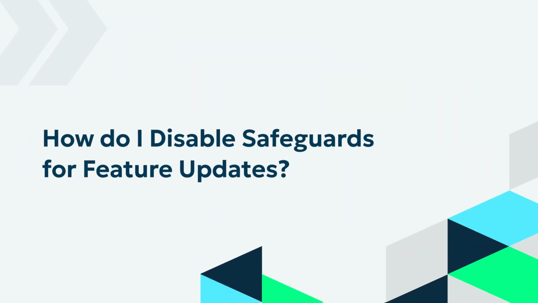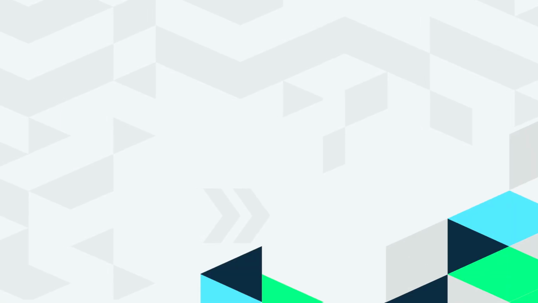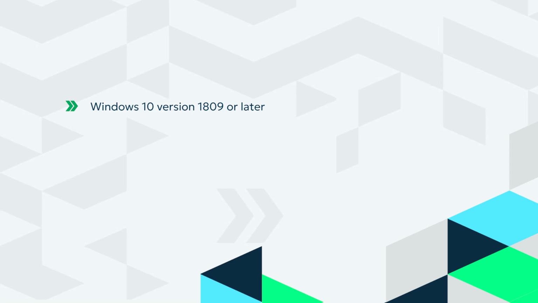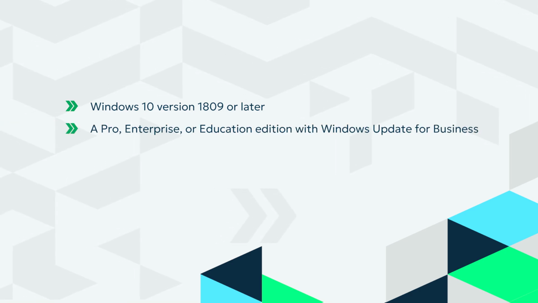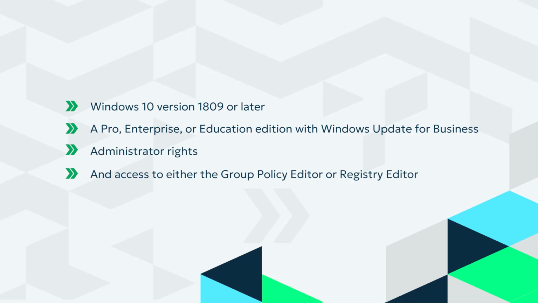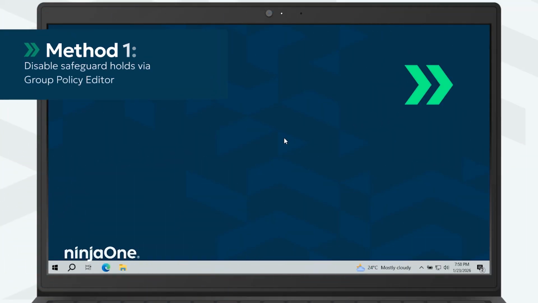How do I disable safeguards for feature updates? Before disabling safeguard holds in Windows 10, make sure your system meets these requirements: Windows 10 version 1809 or later, a Pro, Enterprise, or Education Edition with Windows Update for Business administrator rights, and access to either the Group Policy Editor or Registry Editor.